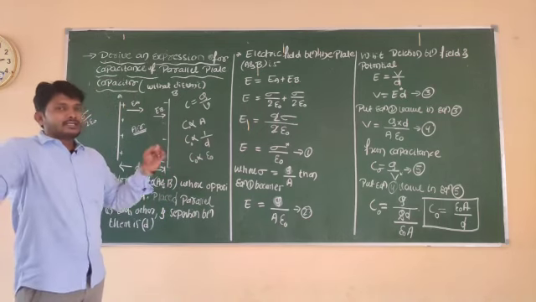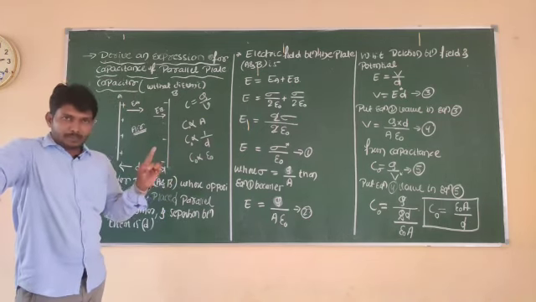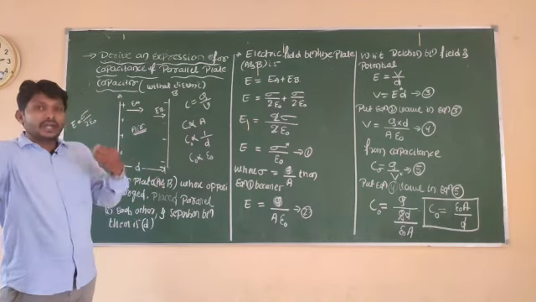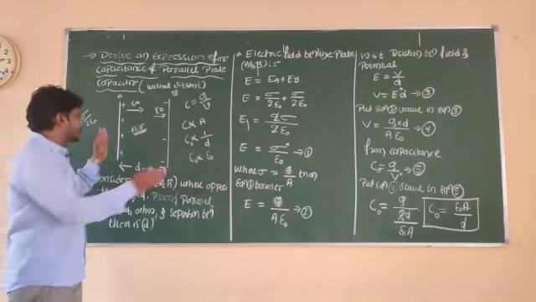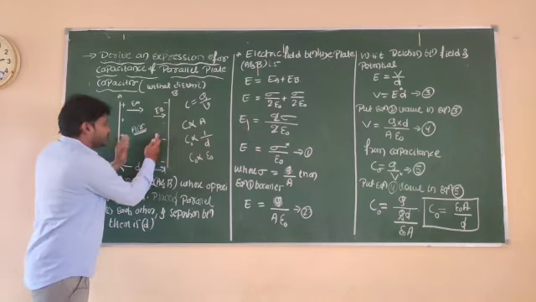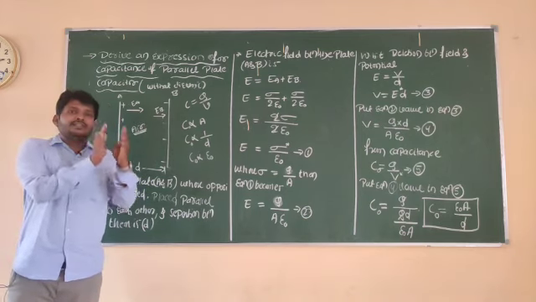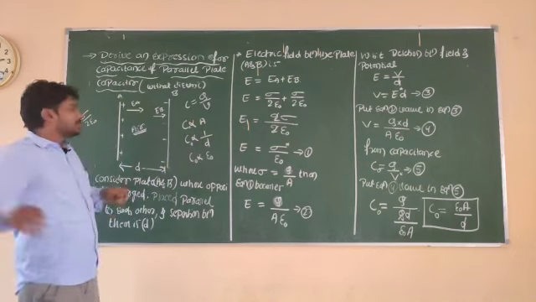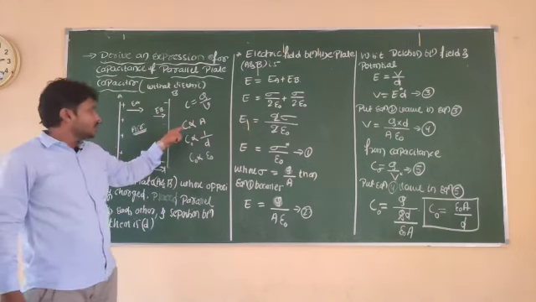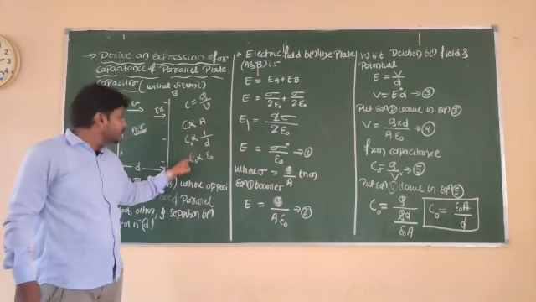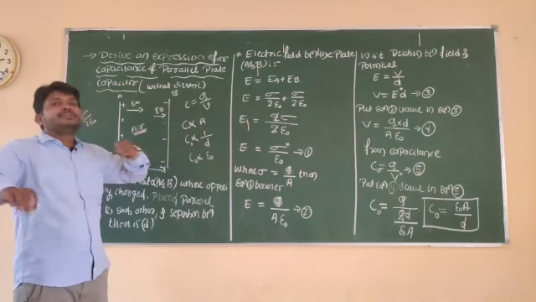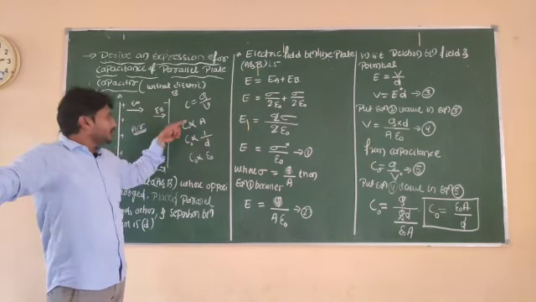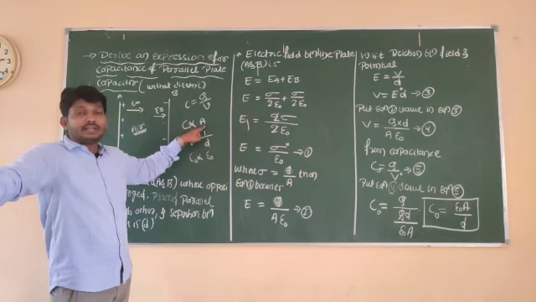So look at here, capacitance of a parallel plate capacitor is directly proportional to the area of the plate, and it is inversely proportional to the distance between the plates. So in order to increase the capacitance value, what do I have to do? I should decrease the distance between the plates. If I decrease the distance between the plates, its capacitance value will increase here, or in other words I will increase the area here. Because capacitance is directly proportional to area and inversely proportional to distance.